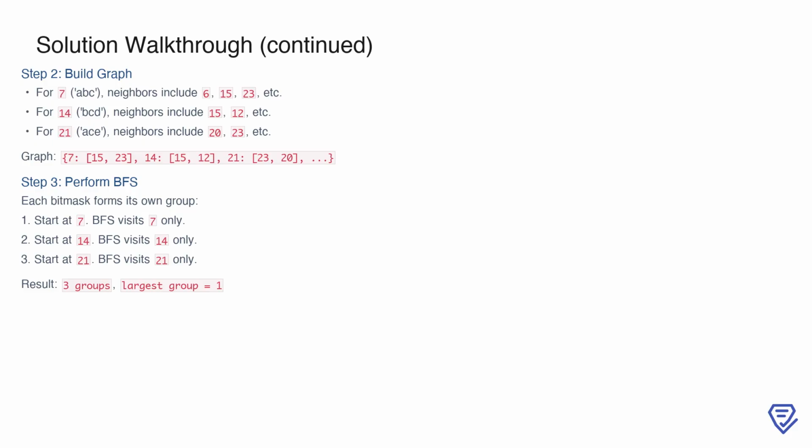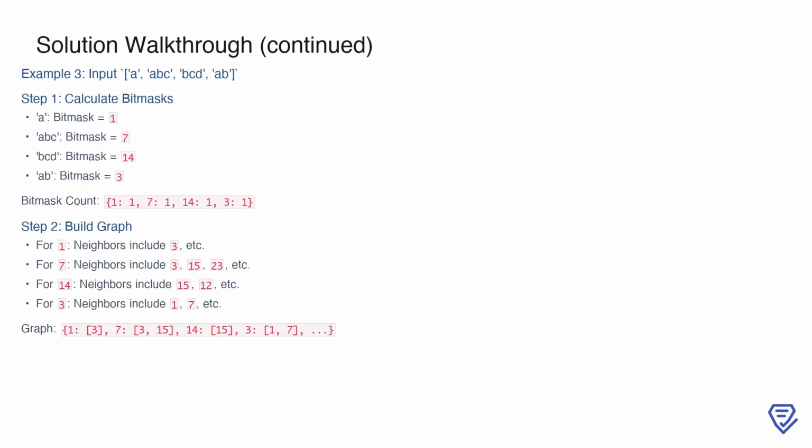The same happens for bitmasks 14 and 21. This results in 3 separate groups, each containing just one word, with the largest group size being 1. Now, for the input consisting of a, ABC, BCD, and AB, we calculate their respective bitmasks. The word a is represented as 1, ABC is 7, BCD is 14, and AB is 3. These bitmasks are stored with their counts to help keep track of occurrences.